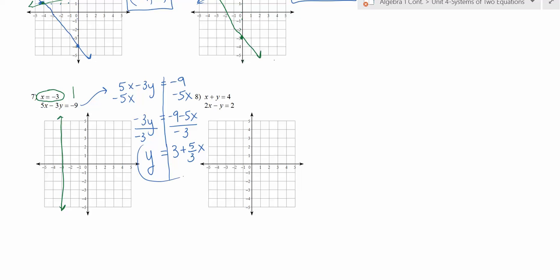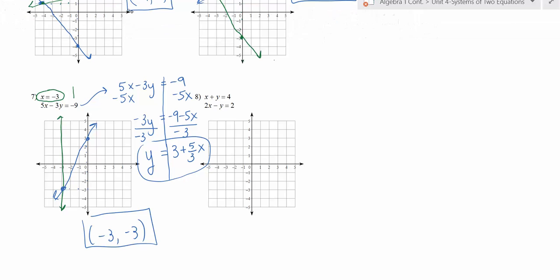I can now graph this second equation. I'm going to start at 3, go down 5 over 3. Okay, because there's no space to go up 5 over 3. So the solution to this problem is going to be at the ordered pair -3, comma -3.